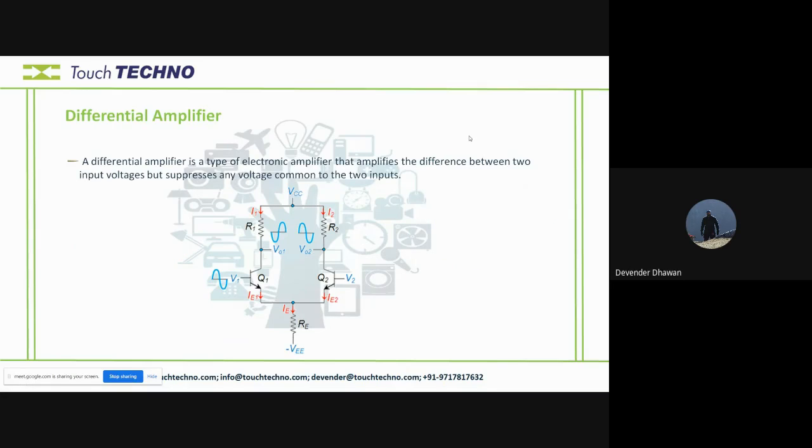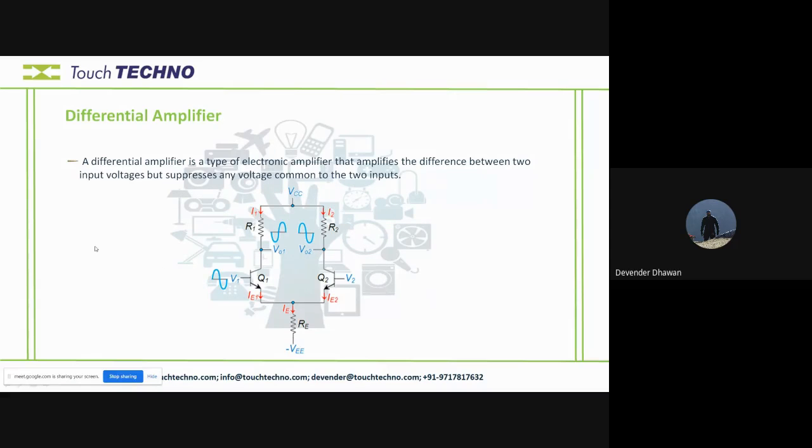Now this is what our differential amplifier would look like. As you can see, it is a common emitter configuration that we're using here. Two common emitter circuits are what we are using to make one differential amplifier. In this case, the output that we measure is between these two points, not with the ground.